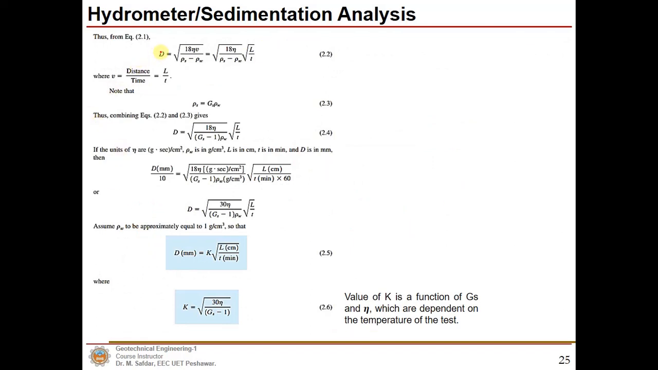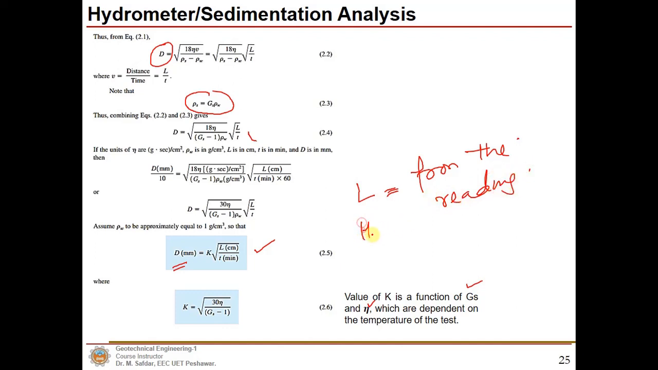Now if we rearrange this equation for the diameter, where V is equal to distance per unit time and the density of the solid is equal to the specific gravity into rho of water, and if we simplify this equation further, we will come up with a much simpler equation where we can see D is equal to, which is in millimeter, into K, it's a constant, which is dependent upon the specific gravity and the viscosity of the water. That L term can be found out from the hydrometer reading, and that K is dependent upon the viscosity and specific gravity.